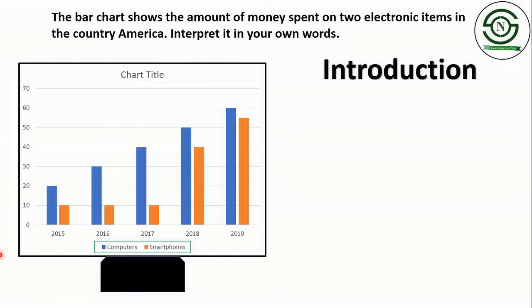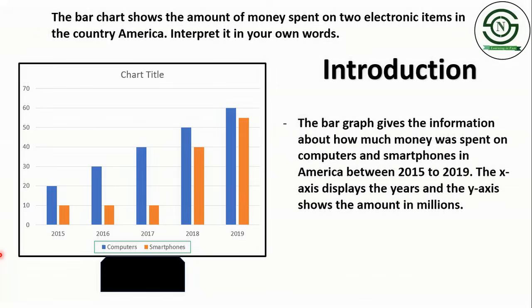How can you do that? That's very simple. You can take some synonyms, you can change active into passive, and that's how it is done. See the example. Look at the sample answer in the introduction. I have replaced the bar chart with bar graph, shows with gives the information about, amount of money with how much money. So that's how some changes have been made in the answer. The question says two electronic items. It is always better to specify it. So instead of writing two electronic items, you have computers and smartphones in the answer. As well as you have the time frame between 2015 to 2019.